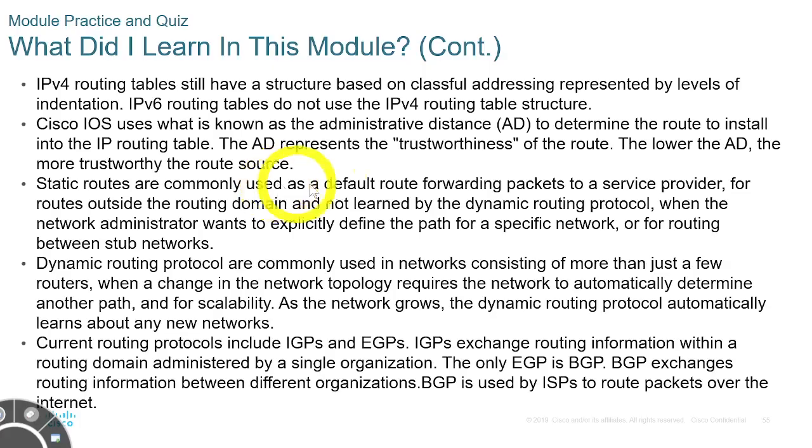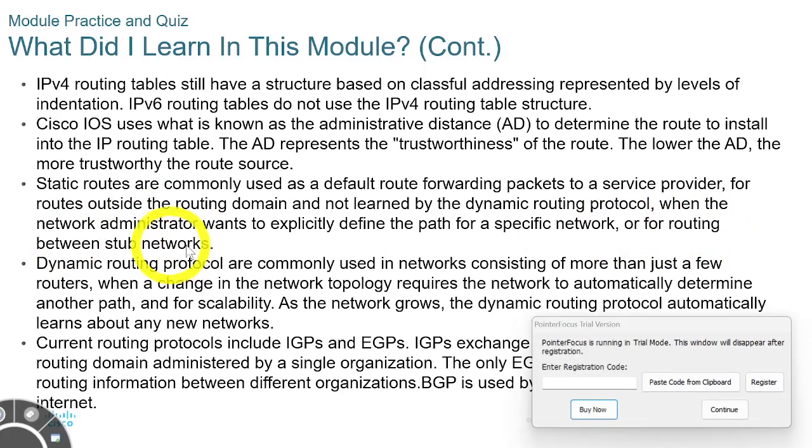Static routes are commonly used as default route forwarding paths to the service provider. For routes outside the routing domain and not learned by a dynamic routing protocol, we should use static. In two cases we should use static: for routes outside the routing domain, and when the network administrator wants to explicitly define the path for a specific network or for routing between stub networks.